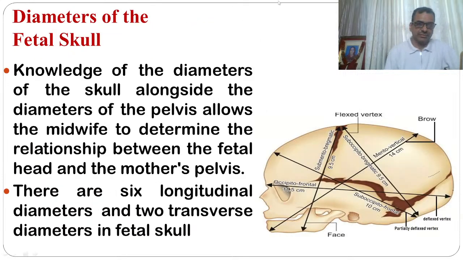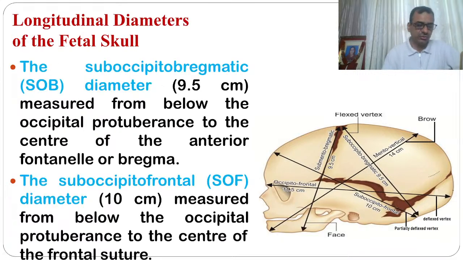Now we will discuss diameters of fetal skull. These diameters are very important because they explain how the fetus comes out of the pelvic cavity. The knowledge of diameters of fetal skull along with the diameters of pelvis allows the midwife to determine the relationship between fetal head and mother's pelvis. There are 6 longitudinal diameters and 2 transverse diameters. So total 8 diameters we will discuss here.